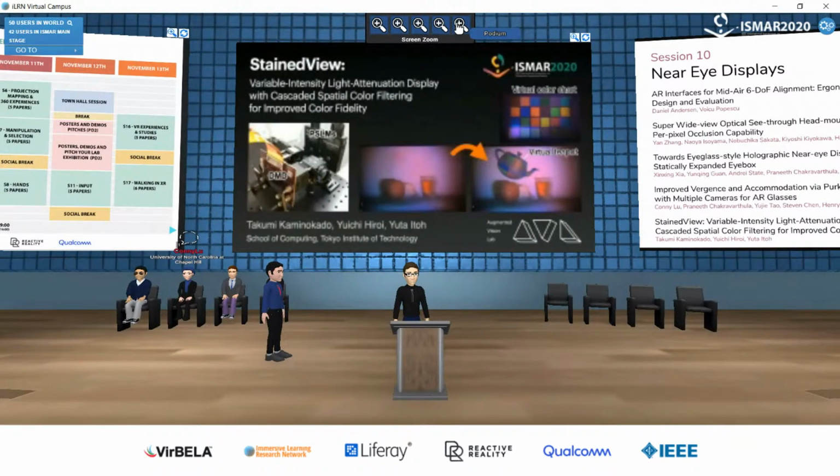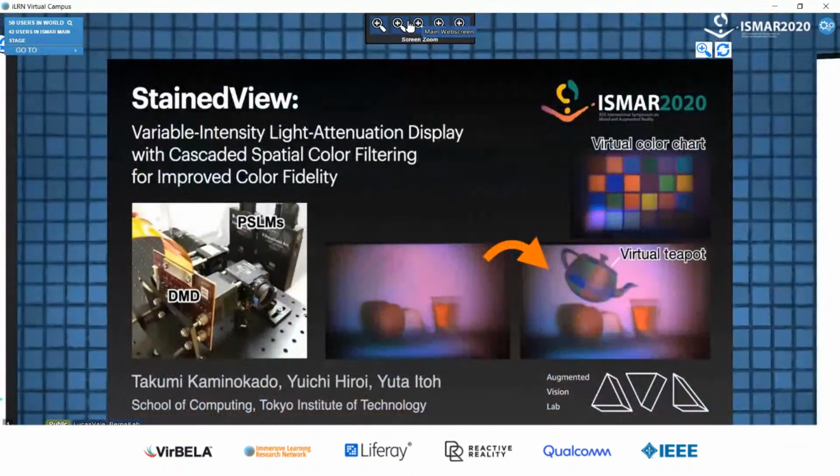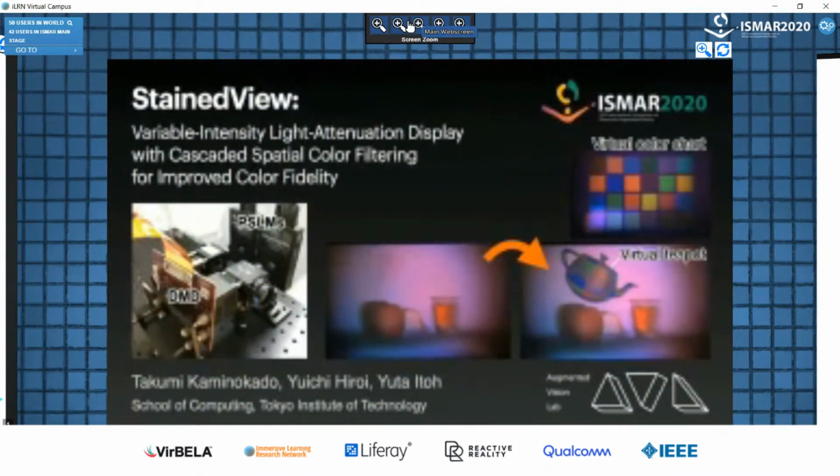In this paper, we present Stained View, a light attenuation optical see-through display with improved color fidelity. Existing displays have limited color fidelity and contrast. It leads to a degraded appearance of virtual images. Our Stained View achieves variable intensity and wide color gamut by employing cascaded spatial filters. As a result, we succeeded in rendering rich virtual images in a subtractive manner.